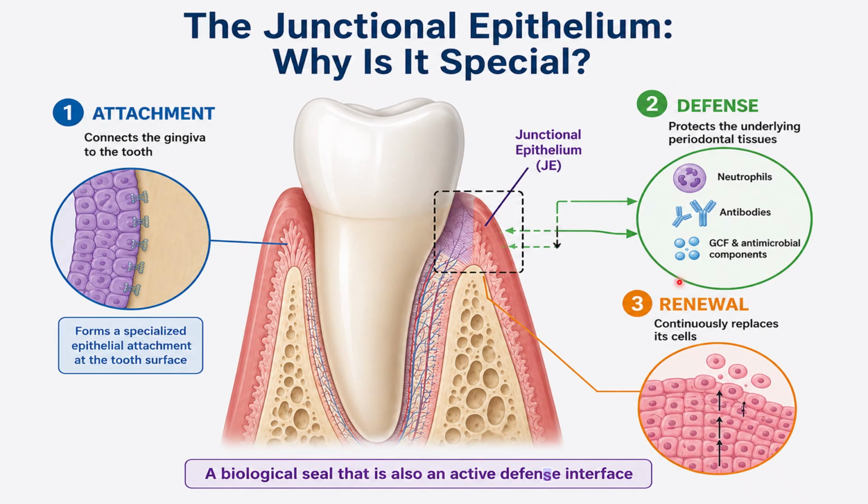Third is the renewal. The junctional epithelium continuously replaces its cells with a rapid turnover which helps maintain its integrity. So we can think that junctional epithelium is a living biological seal that attaches, that defends and continuously renews itself. But unlike a wall, it has to remain open enough to allow the periodontium to defend itself.